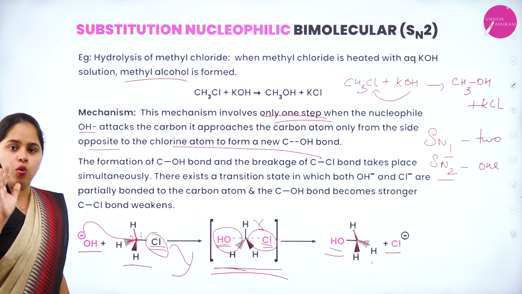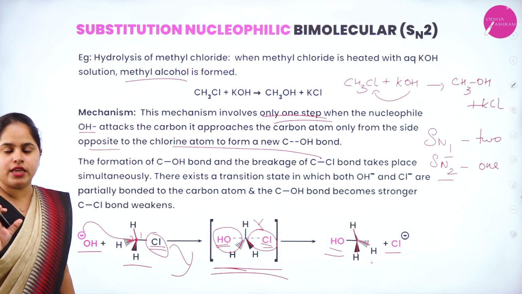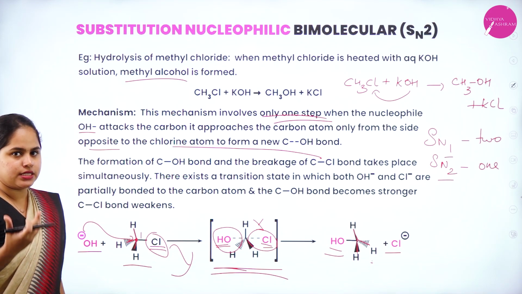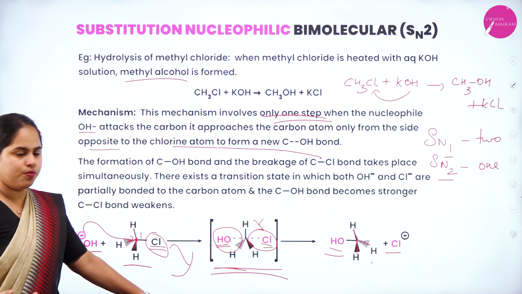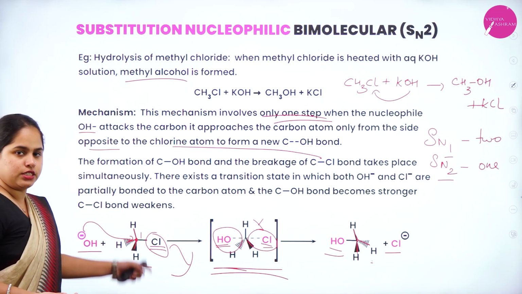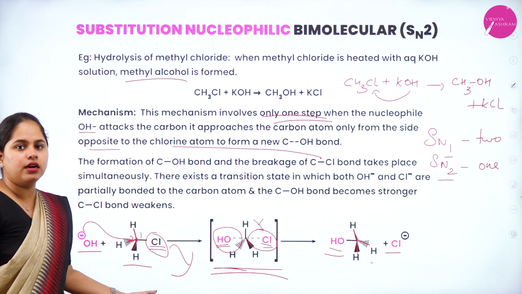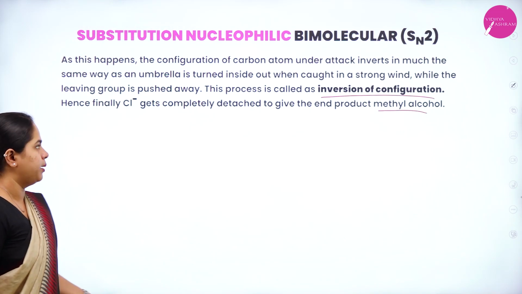In SN1, only the haloalkane was present in the first step, right? That is the rate determining step. Here, only one step is there in SN2. Hence, both of these are of importance. That is, the nucleophile as well as the methyl chloride concentration is important here.